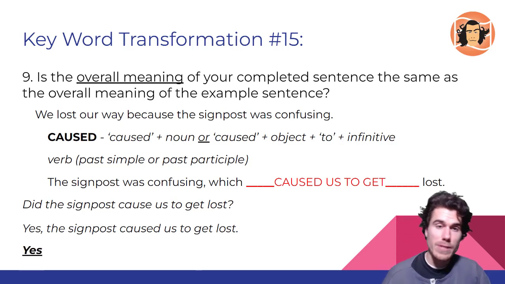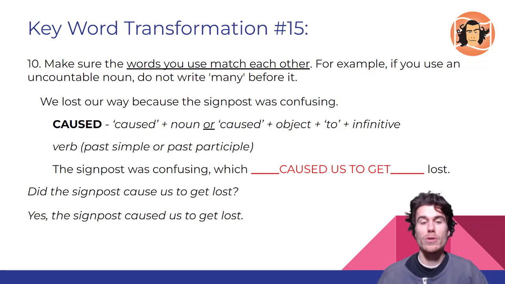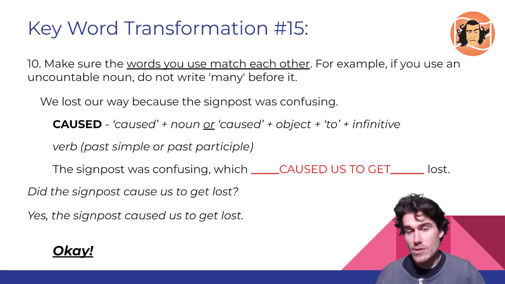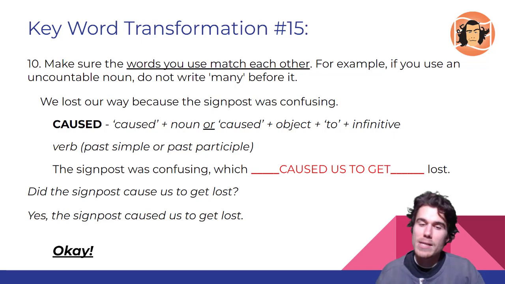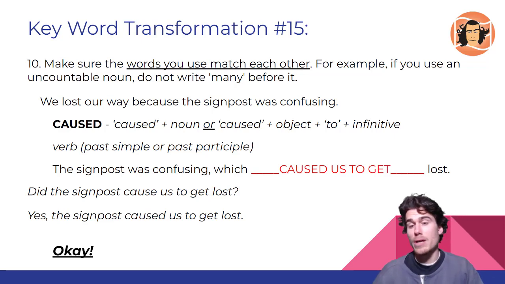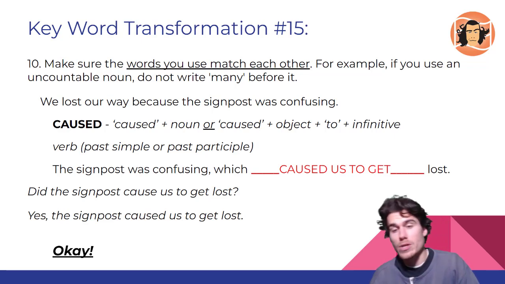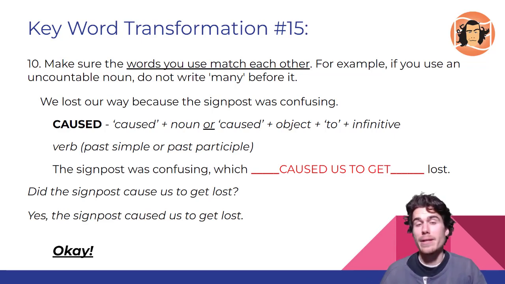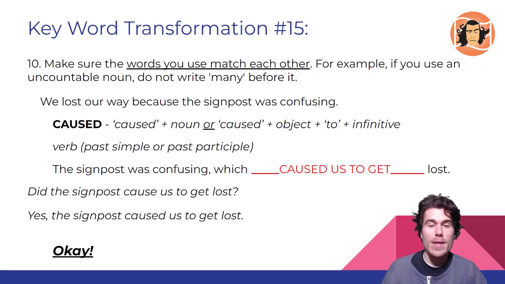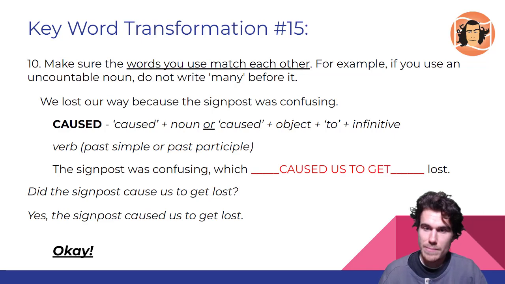But I'm going to do step 10 because that's also important to check. Now, we need to make sure the words we use match each other. So, they do. It's okay. As we saw in the steps before, you can have the word caused and an object and to and an infinitive, which we have here. Caused, the object us, to and an infinitive get. So, it's good. And I can tell you that this is the correct answer.